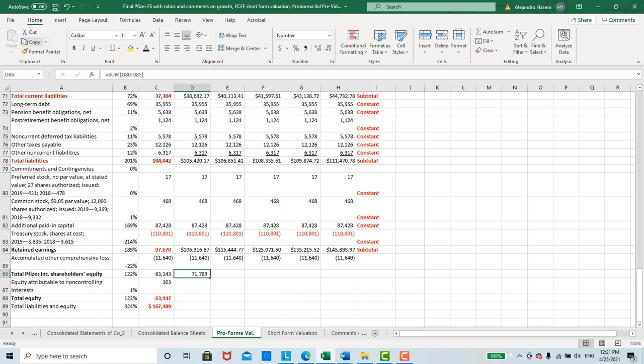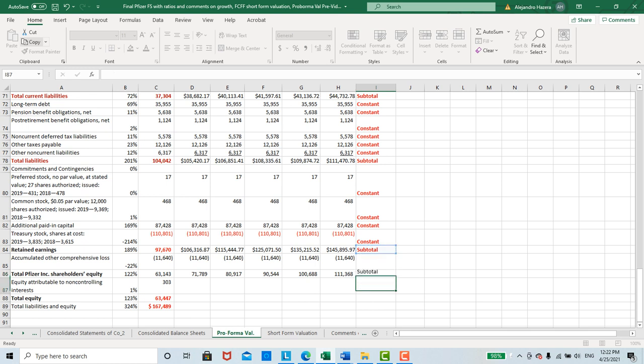Okay, they have a small shareholders' equity compared to their total equity, which means they have, as we saw in the debt to equity ratio, a relatively high level of debt. All companies seem to. This is a subtotal. That's a subtotal.